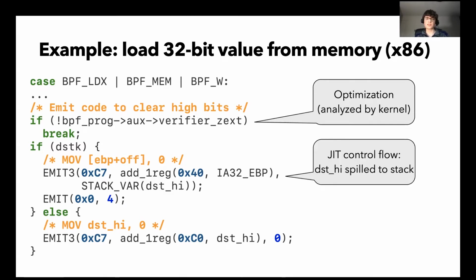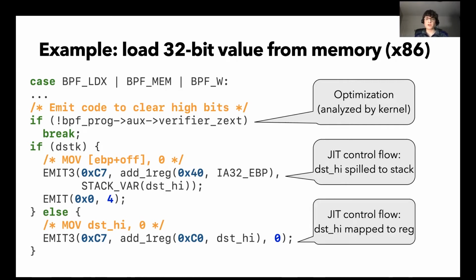Otherwise, there are 2 cases. First case is that the BPF destination register is spilled to the stack, in which case it emits code that loads a 0 to the stack location. Otherwise, the destination register is mapped to a physical hardware register, in which case it emits a 0 immediate directly to that register. There are actually 2 bugs in this code, which are quite subtle and difficult to spot.